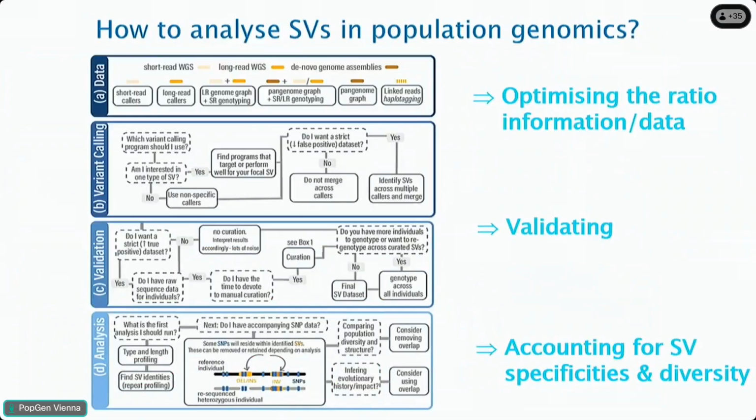Maybe I will skip that. It's just that in practice, we try to summarize how we could analyze structural variants in population genomics, like how to optimize the ratio of information to data.